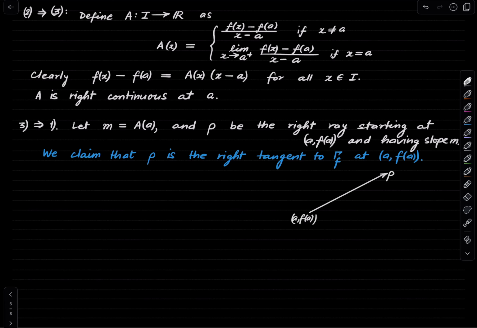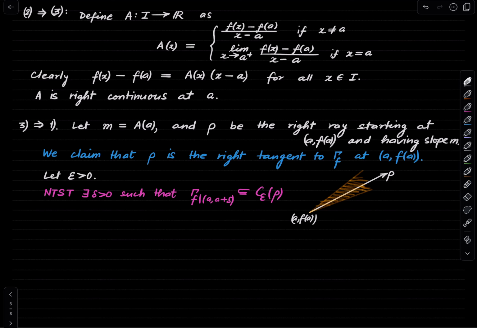Right, this is rho. So to prove that this is the right tangent, we'll take epsilon positive. And to prove this claim, now we need to show that there exists a positive delta such that the graph of the function restricted to this right delta deleted neighborhood is contained in the epsilon cone about rho. I've drawn the epsilon cone.